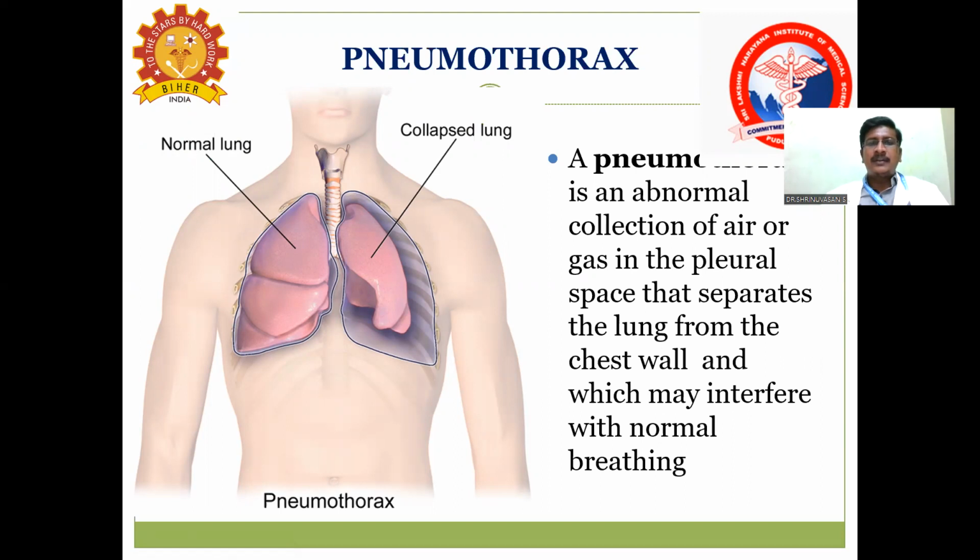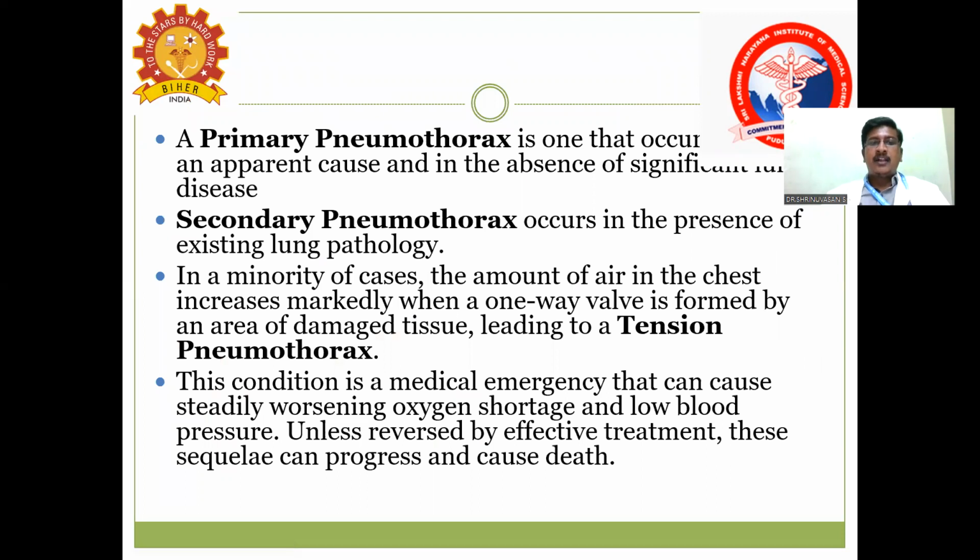hypertransradiency. So the first common condition we will see is pneumothorax. Pneumothorax is nothing but abnormal collection of air between the pleural spaces, so the patient cannot breathe and will suffocate. There are different types of pneumothorax. It may be primary, secondary, or tension pneumothorax.